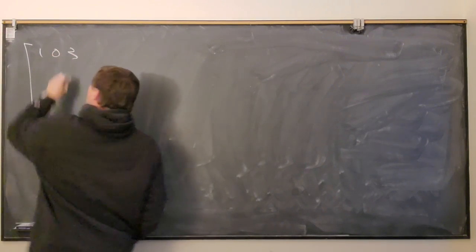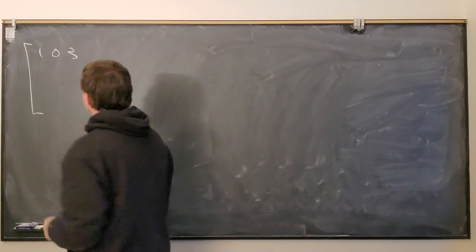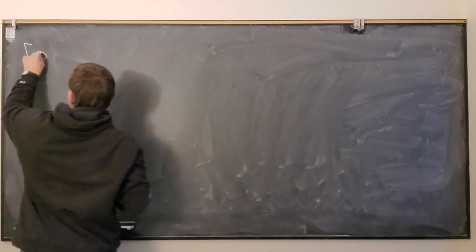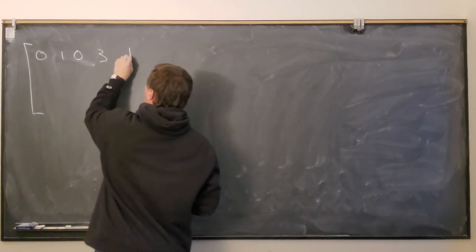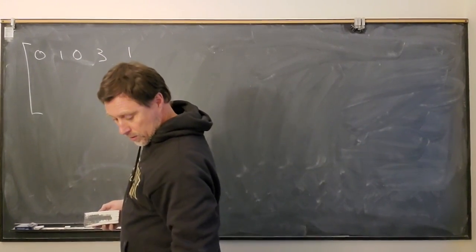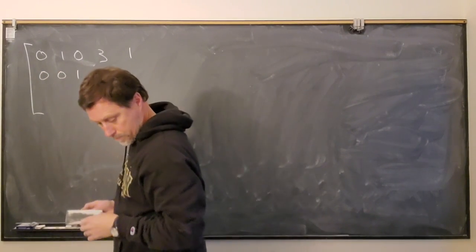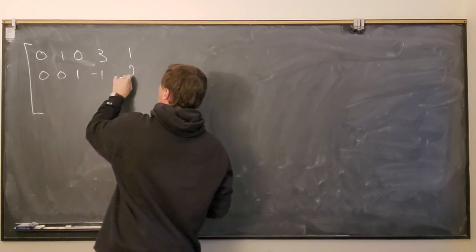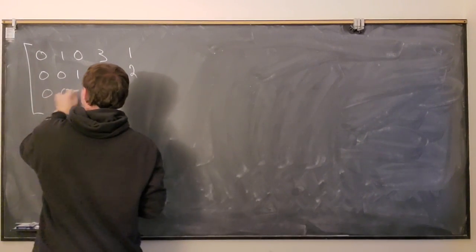1, 0, 3. 1, sorry. 0, 1, 0, 3, 1. 0, 0, 1, minus 1, 2. And then 2 rows of zeros.